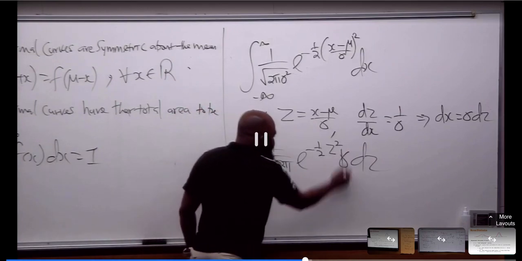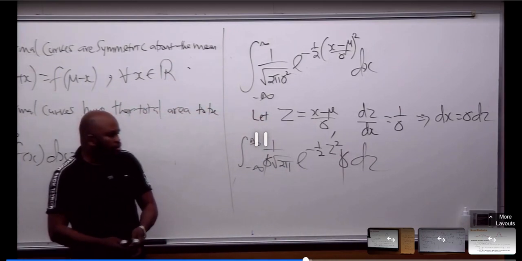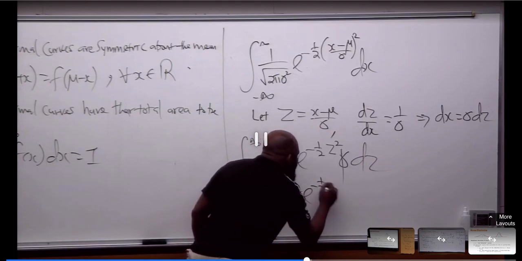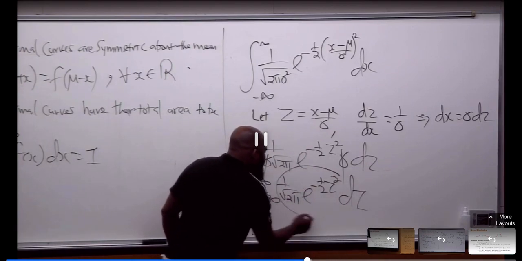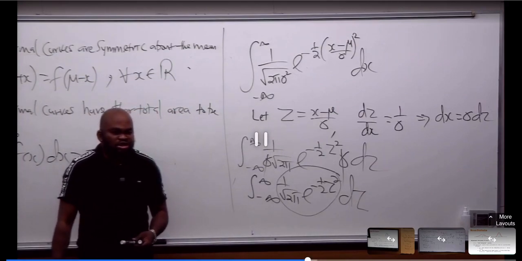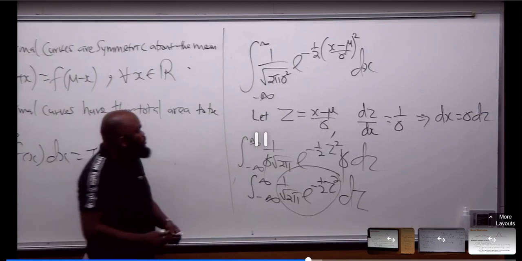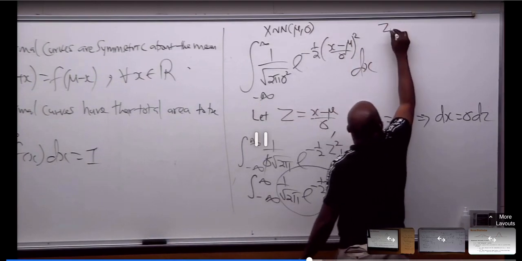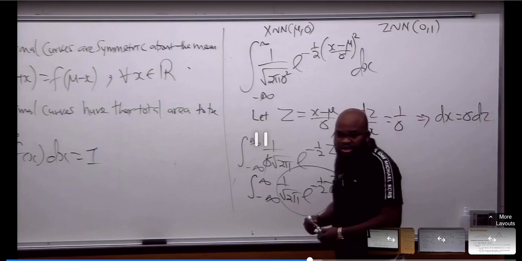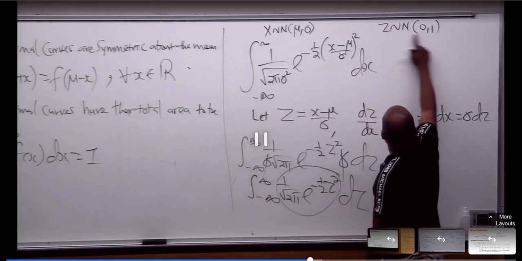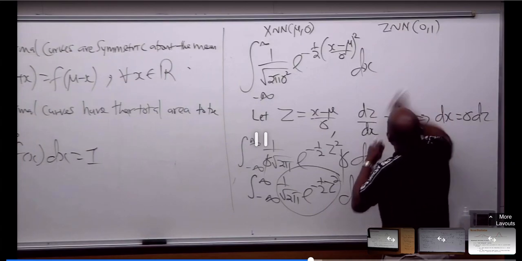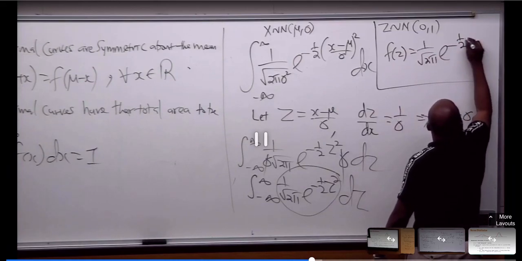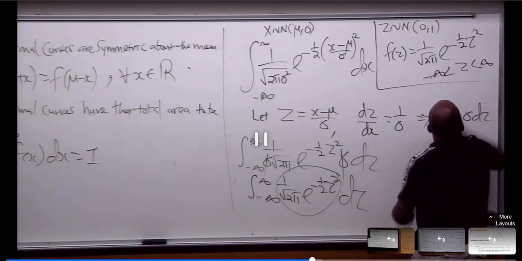Oh my God, take a look at that. What I have inside here is a standard normal distribution. In statistics, if x follows normal with parameters mu and sigma, then z follows normal with parameters 0 and 1, which means the mean is 0 and the variance is 1. And this guy here, f of z, is 1 over square root of 2 pi times this. This is what we call the standard normal distribution.